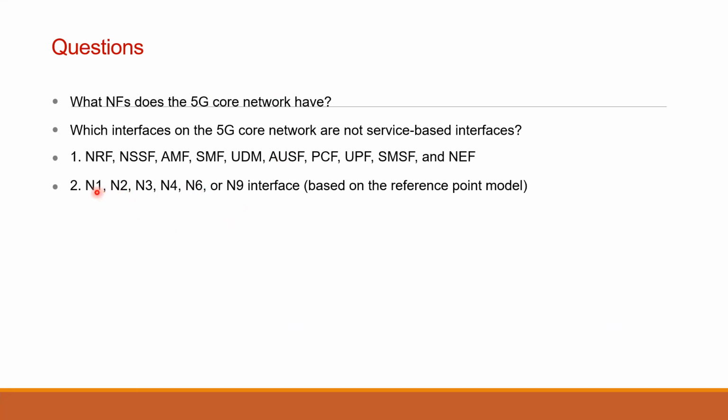So N1, which is between UE and AMF, N2, which is between your access network and AMF, N3, which is between your access network and UPF, N4, which is between your SMF and UPF, N6, which is in between your UPF and data network, and N9 is the interface between two UPFs. So these are all not service-based interfaces.